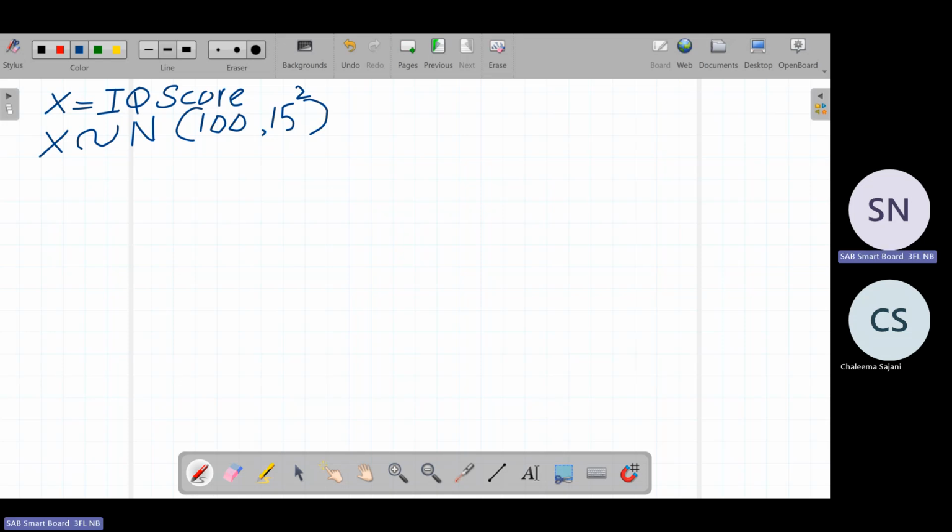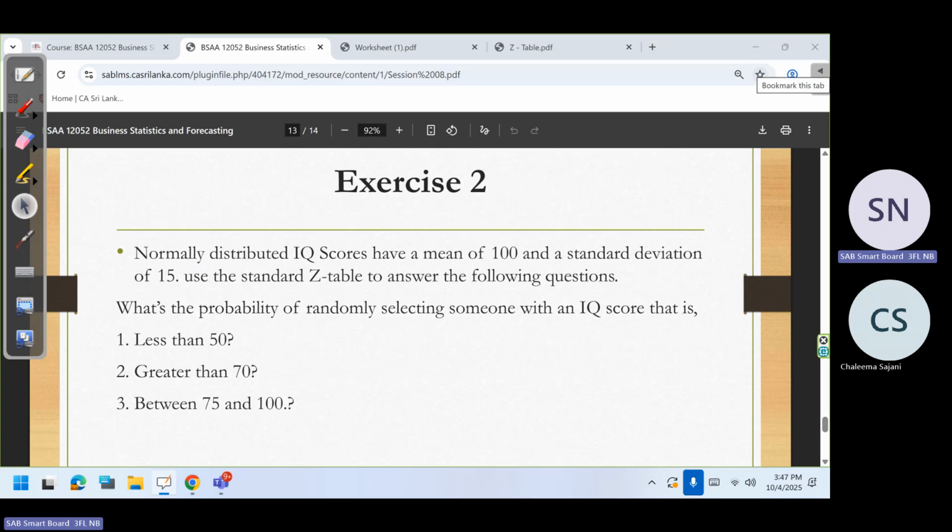Then we move into the calculation part. Then here we take less than 70. This one is correct, okay? This one is less than 70, not 50. Then what is the first question asked? This question says calculate the probability when the IQ score is less than 70. This is the first question here. You need to find the probability when X is less than 70.